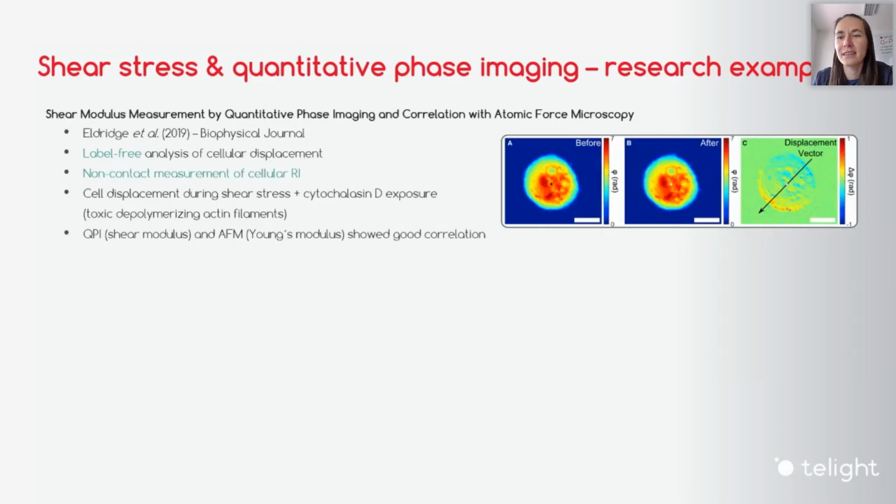So again, you can see the cell dry mass, not cell dry mass, phase differences on the color-coded images. And they also studied how the cells react to the exposure of cytochalasin D, which is a toxic agent that depolymerizes actin filaments, which of course affects the cell stiffness. And they compared two numbers. From QPI they derived shear modulus, and from AFM they derived the Young modulus. And in the paper they describe how these two techniques nicely correlate together.